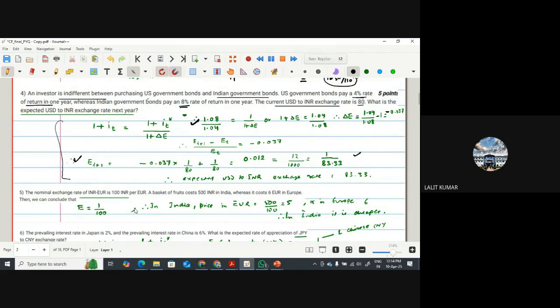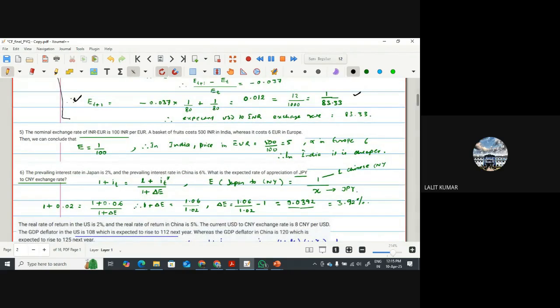Now we come to the next one. The nominal exchange rate of INR euro is 100 INR per euro. A basket of fruit costs 500 INR in India, whereas it costs 6 euro in Europe. So exchange rate, like we write 1 by 100. So in India, if we convert the rate to euro, 500 will correspond to 500 into 1 by 100, which is 5 euro. Whereas this basket is available in Europe for 6 euro. So therefore in Europe it is costlier and in India it is cheaper. They had asked this.